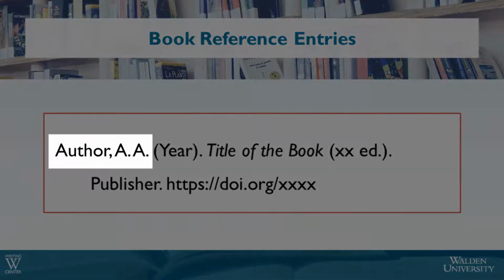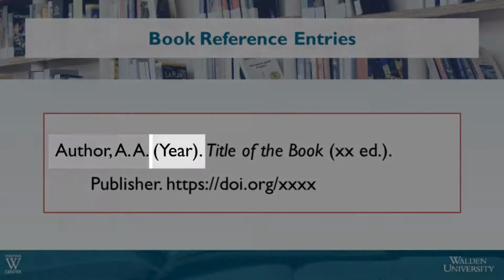The reference entry starts with the author or authors of the book listed in the same order as they are listed in the book itself. Note that you should include the author's first and middle initials if they are given in the book. Next, we include the publication year of the book within parentheses. Note that these parentheses are followed by a period.